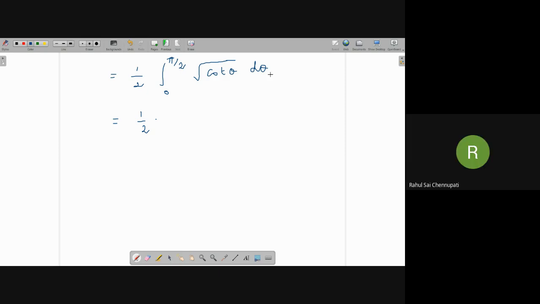Pi by root 2, sir. Very good, Ram. Yesterday, we solved this problem in the classroom. So please verify yesterday's class notes. Integral 0 to pi by 2 root of cot theta d theta equals pi by root 2.